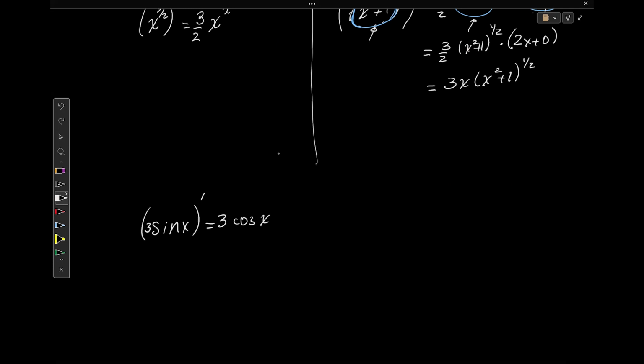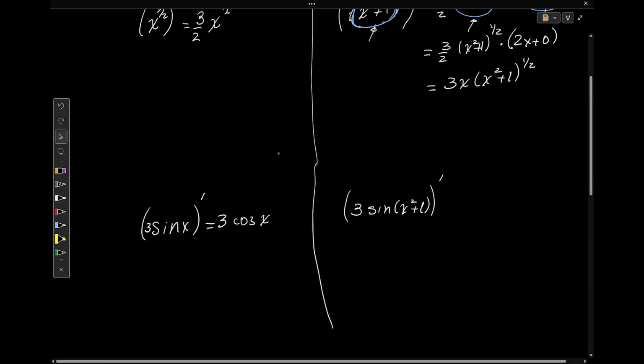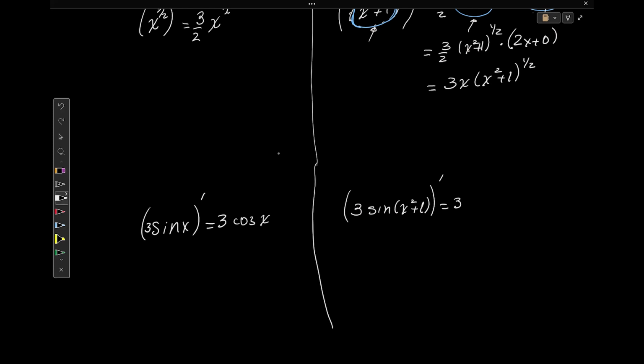Now, what if I have the derivative of 3 sine of x squared plus 1? Again, when I look at this, I say I have a 3. The 3 is going to come along for the ride because it multiplies the function. I have the sine of something. Again, let's put that something in a circle or a square. It doesn't matter. I have the sine of something.